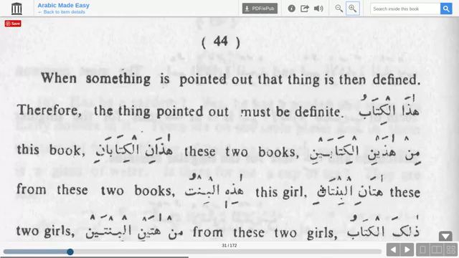All you have to do is memorize the charts. Don't think. The chart is very easy. On the chart, it says مذكر, that's masculine. هذا, هذان, هذين, هؤلاء. مؤنث, هذه, هاتان, هاتين, هؤلاء. That's all you gotta do.